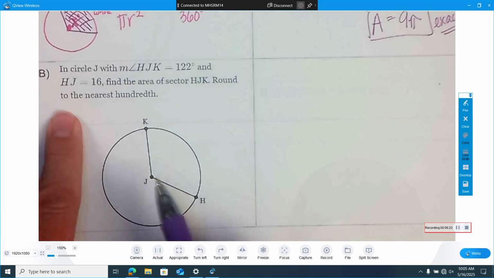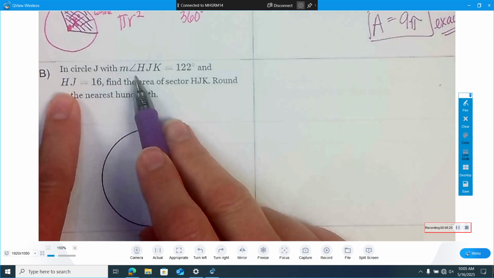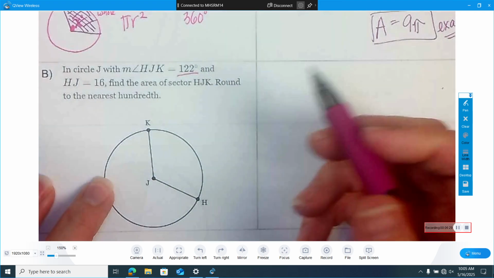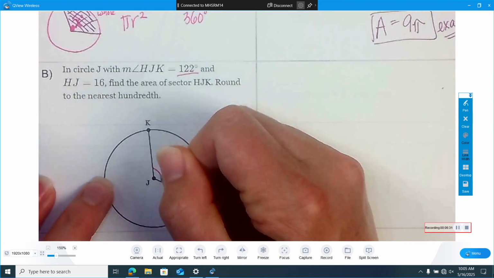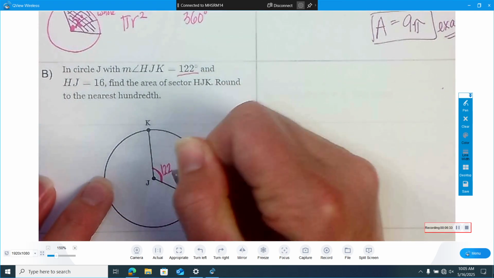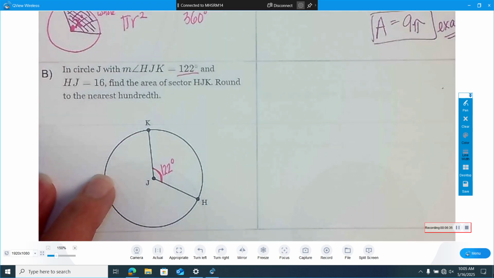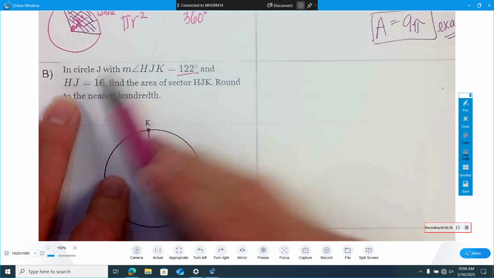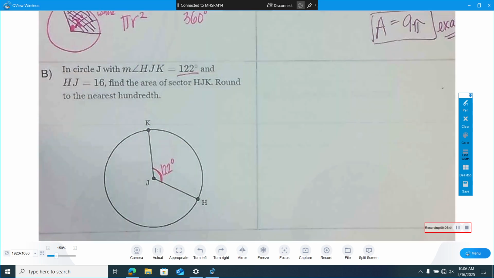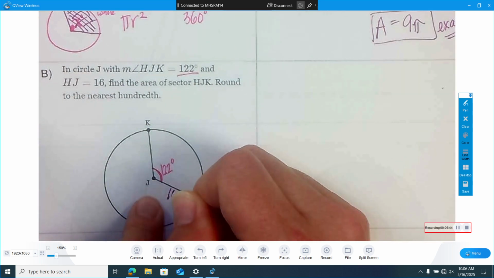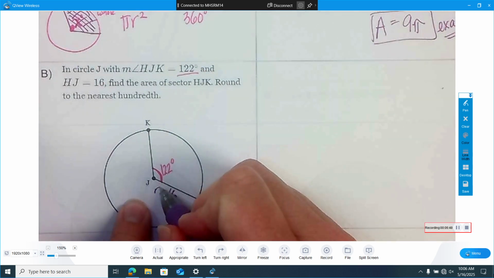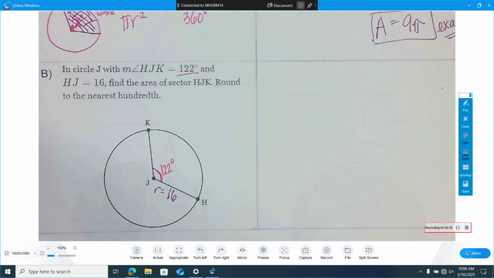We have circle J with the measure of angle HJK is 122. HJK right here. So this little central angle is 122 degrees. And we have HJ is also 16. See, HJ, that's the length of the radius. Very good. So the radius equals 16.